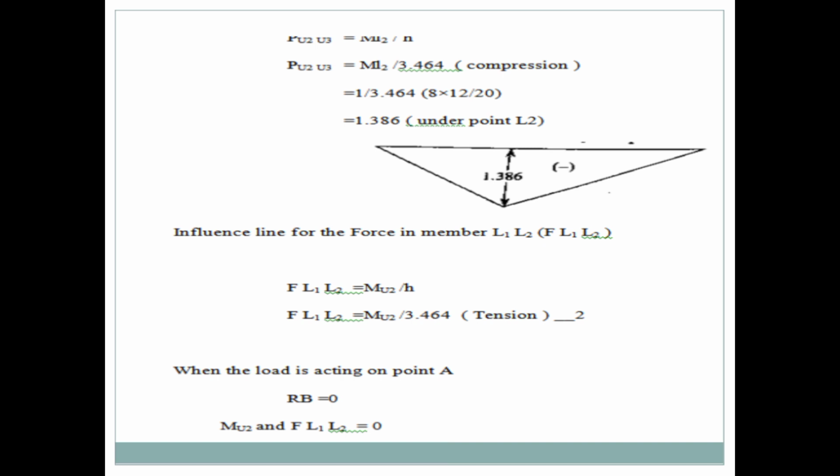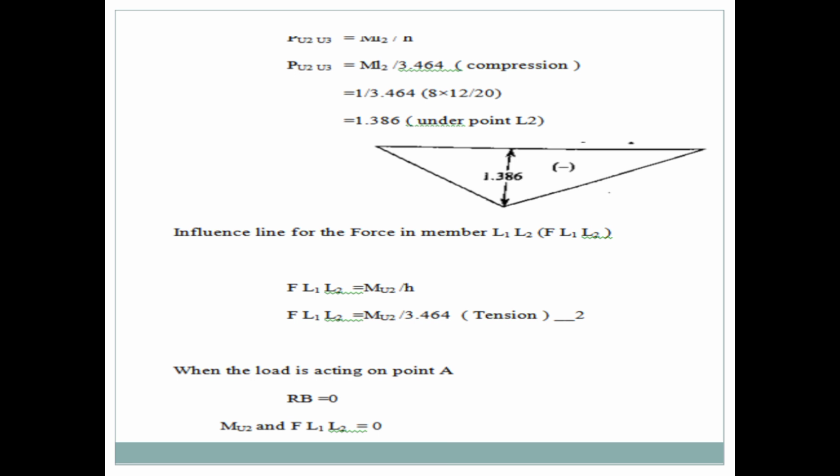So F U2 U3 is equal to M L2 divided by 3.464, that is compression, is equal to 1 by 3.464 into 8 into 12 divided by 20, is equal to 1.386 under point L2. So this is the diagram, 1.386. Now the influence line for the force in member L1 L2. F L1 L2 is equal to M U2 divided by height. F L1 L2 is equal to M U2 divided by 3.464, tension.